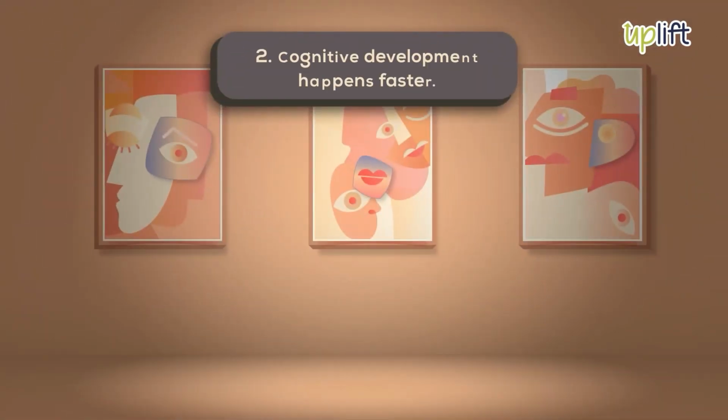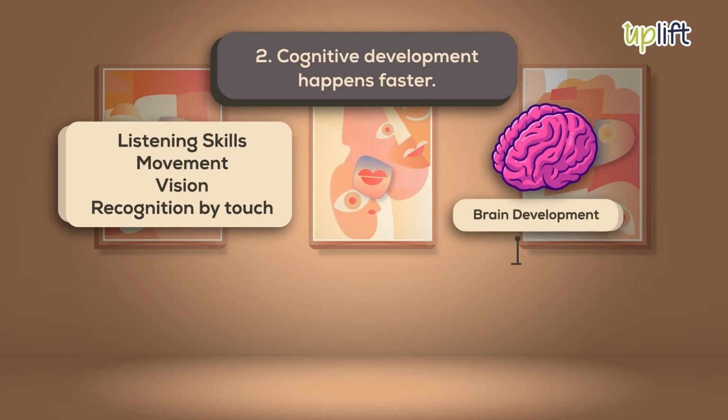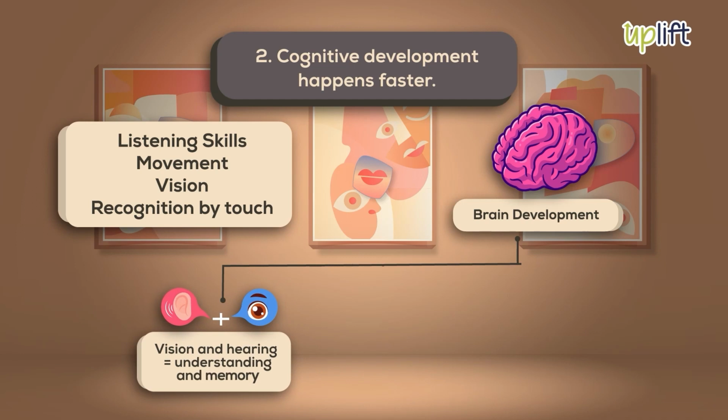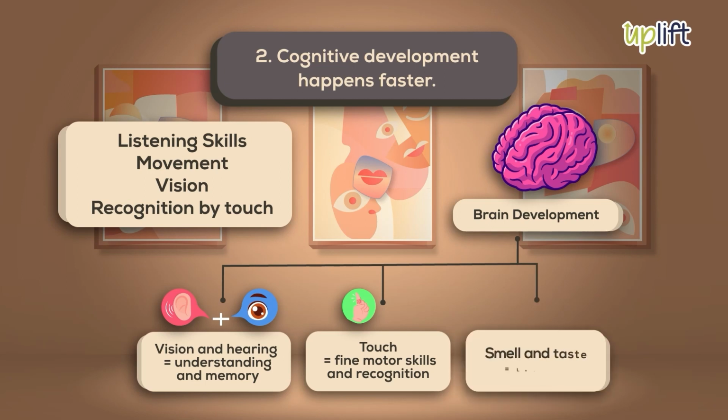The next benefit is that cognitive development happens faster. Each sensory system stimulates certain cognitive functions and improves brain development. Vision and hearing activity builds understanding and memory. Touch promotes fine motor skills and recognition. Learning using smell and taste generates sensations that remain firmly connected to the information consumed.